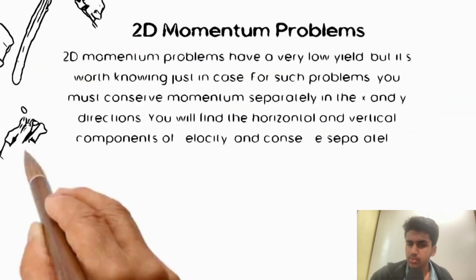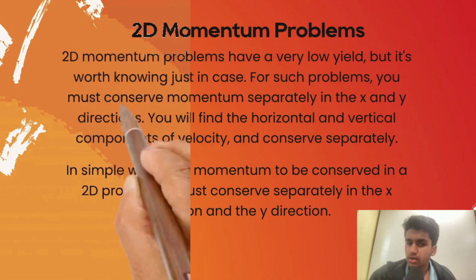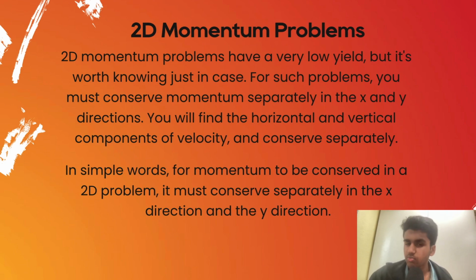Now, 2D momentum problems are rare, but it is worth knowing just in case. For such problems, you must conserve momentum separately in the x and y directions. Now, how would you do this? Well, you find the horizontal and vertical components of velocity and conserve momentum separately in each direction. In simple words, if momentum is conserved in a 2D problem, then it must also be conserved alone in the x direction and alone in the y direction.